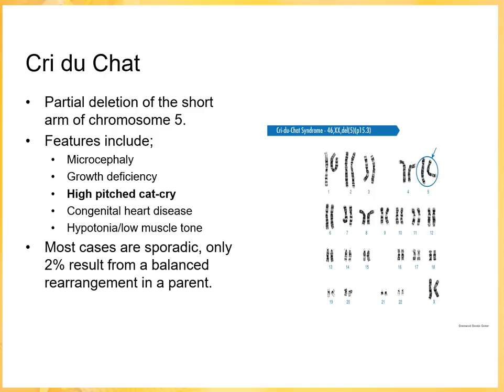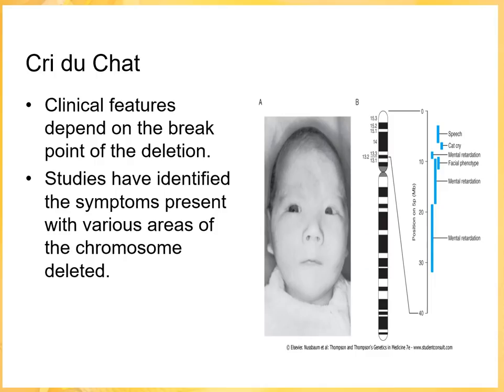Most cases are sporadic, about 2% are caused by an unbalanced chromosome translocation inherited from one of the parents. If it's inherited, the recurrence risk is higher. In most cases, recurrence risk is less than 1%. Clinical characteristics actually depend on how large a piece is missing. So if you just have a small piece up here at the end, the phenotype is milder than if you have a more significant portion of chromosome 5 missing.